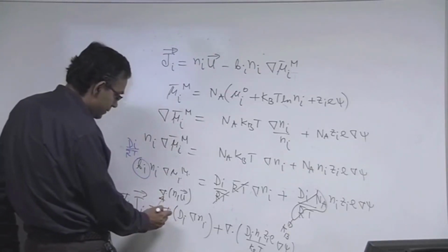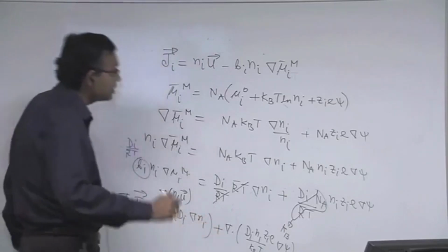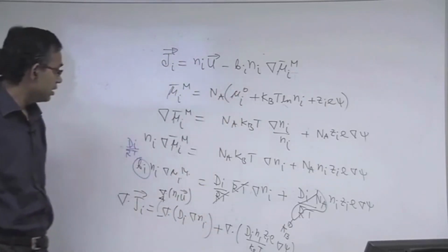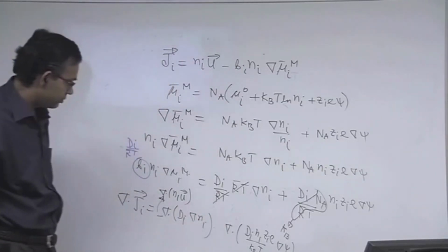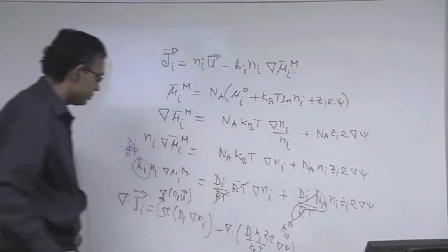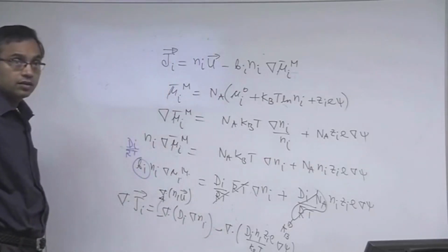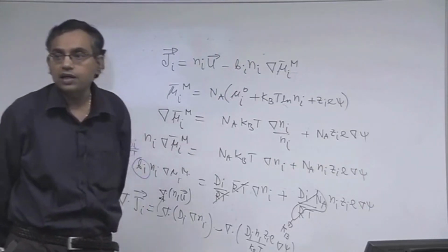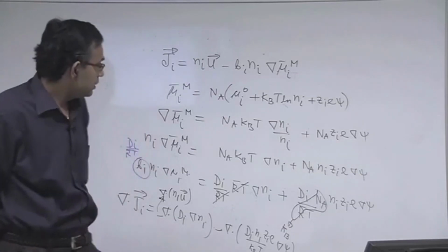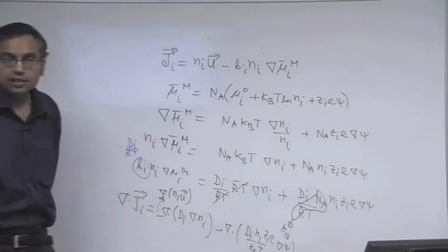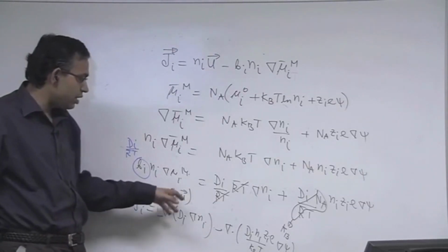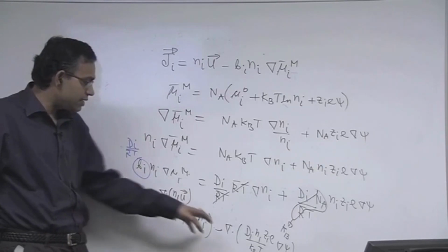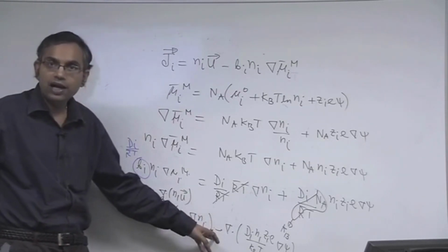This will be minus, right, this is minus because it is minus Bi Ni grad mu Im, so this will become minus. So when you consider the species conservation equation, del Ni del t plus del dot J equal to 0, so you have del Ni del t plus del dot Ni u equal to, the minus terms will become plus when they go to the right hand side.